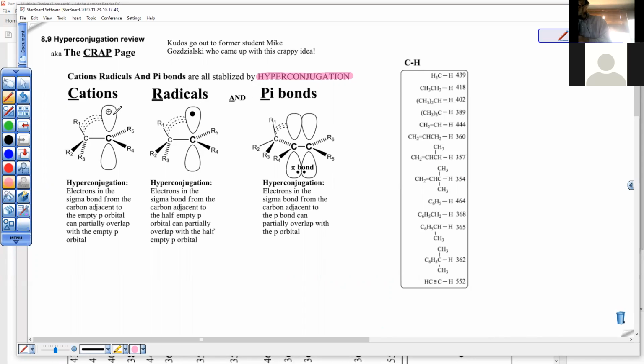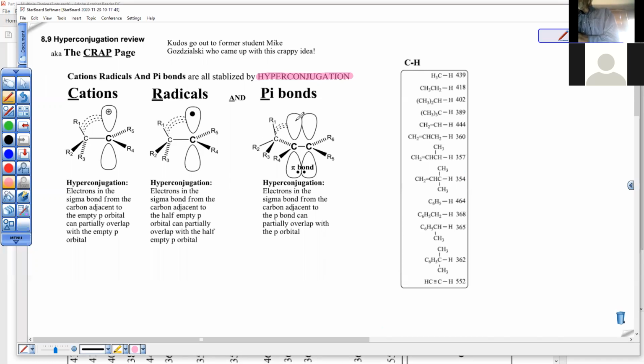I don't like the way I said that. The p orbital is empty, which causes it to be a cation. And hyperconjugation stabilizes that by putting electrons close to it. A radical is only a half-filled orbital, so it needs help with electrons nearby as well. Hyperconjugation provides that help. And pi bonds have p orbitals as well, which need stabilization, and having sigma bonds with the right orientation, hyperconjugation, allows them to be stabilized as well.